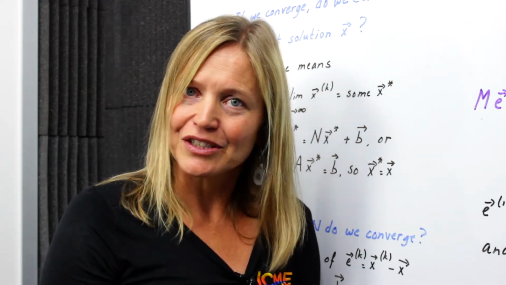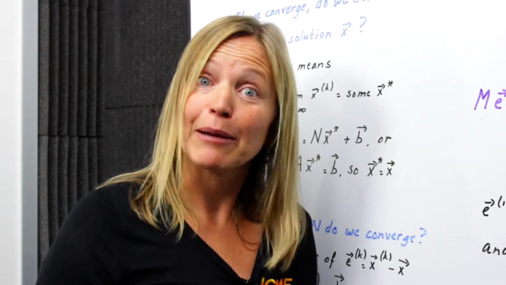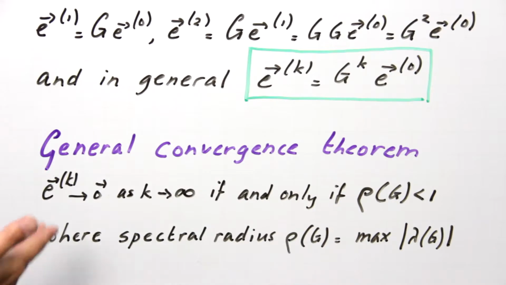The question really is, what is the mathematical condition on G so that this happens? Now, the general convergence theorem, which is discussed in a supplementary video, says that we are guaranteed that this E^k will go to 0 after we hit it all the time with this amplification matrix if the spectral radius of G is smaller than 1. The spectral radius, you may remember, is the largest eigenvalue of G in absolute value.